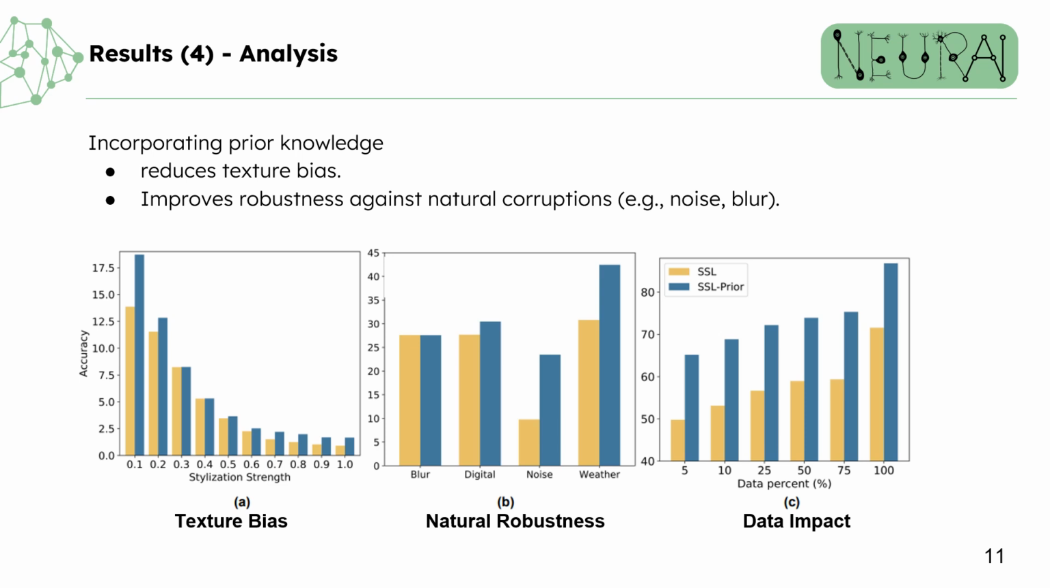In this figure, we show three different analyses, namely texture bias, robustness against natural corruptions, and performance when there is data scarcity. From the first figure, we can see that the added shape awareness in our method guides the model to learn the global structures instead of just relying on the local textural information, thus mitigating texture bias. In the second figure, SSL prior exhibits great resistance to all categories of natural corruptions, namely blurring effects, digital, noise, and weather conditions. And from the third figure, we can see that our method can be advantageous in scenarios where labeled data is very scarce.